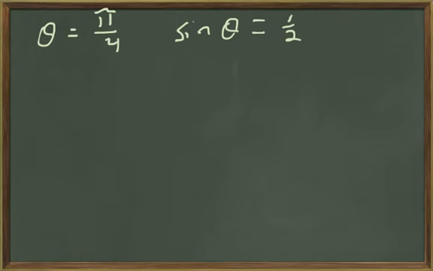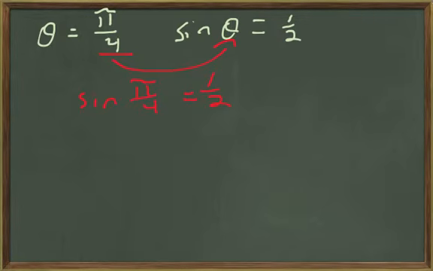Okay, now the first thing I want to look at is theta equaling pi over 4. I want to see if that works for the equation sine of theta equals 1/2. So what I'm going to do is take theta, which is equal to pi over 4, and plug it in for theta here. So this means we have sine of pi over 4 equaling 1/2.